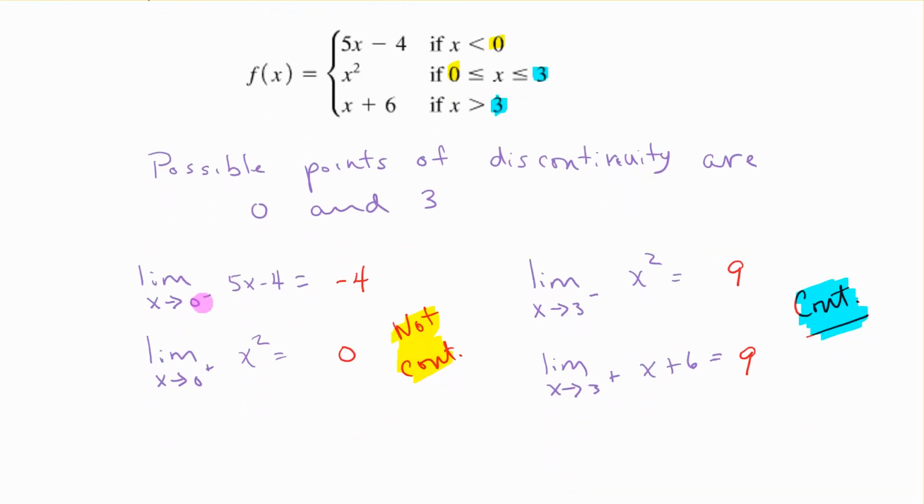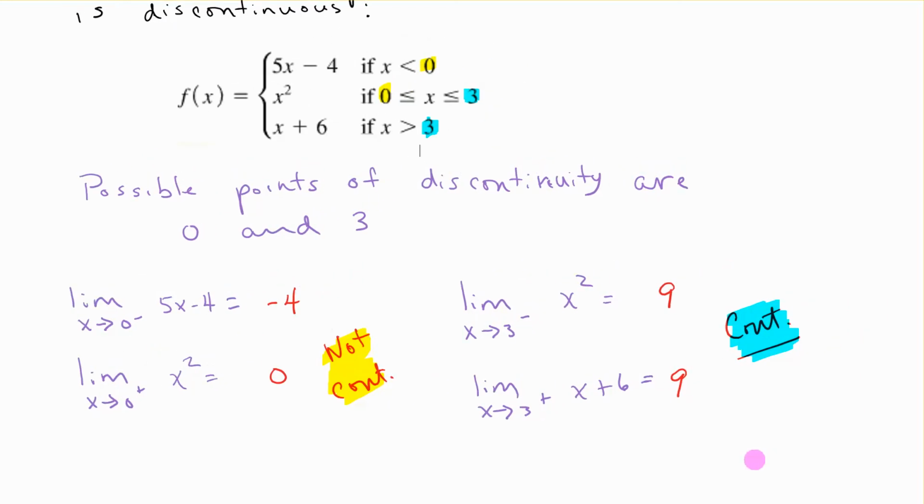So we check on the left of 0 and the right of 0. Well, the left of 0 would be this piece because that's x is less than 0. So the limit there, if we plug 0 in for x, we get -4. On the right, well, this is greater than or equal to 0, so we would say x squared. And if we plug in 0 there, we get 0. Well, those two items are not the same, so it's not continuous at 0.